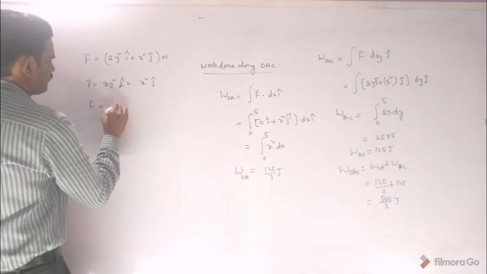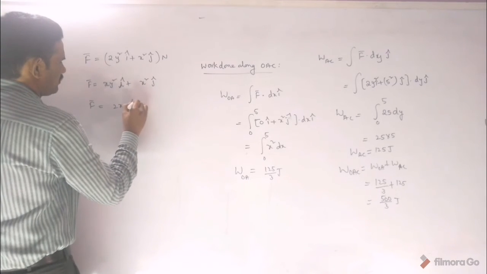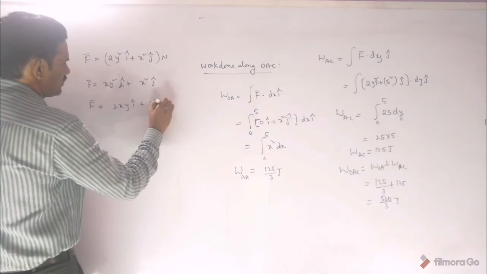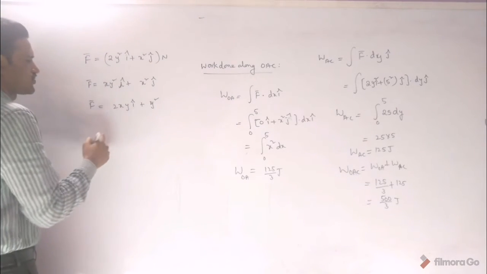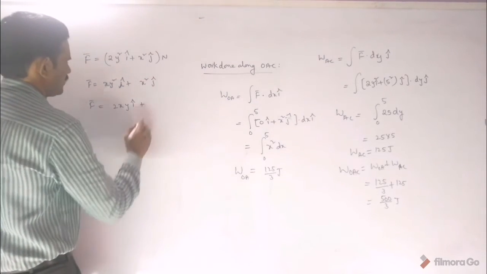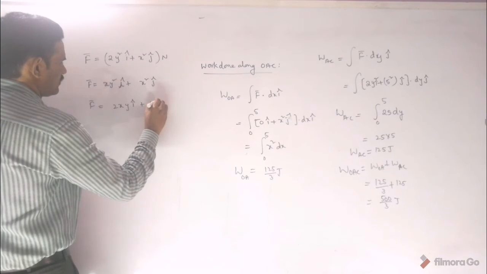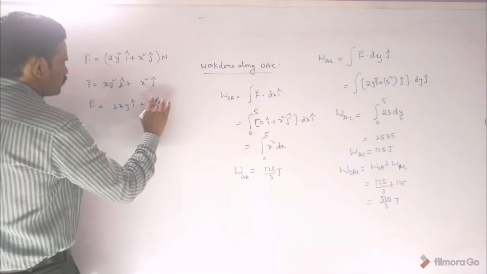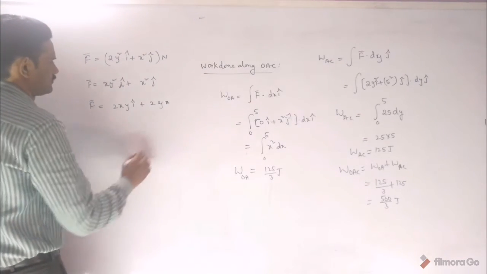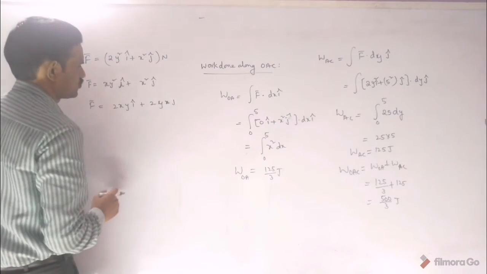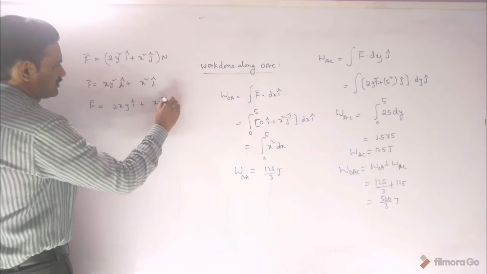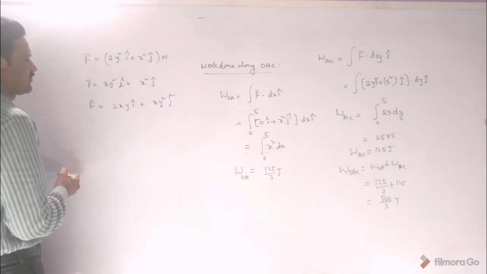F bar is equal to 2xy i cap plus xy square j cap, right? So let us take this as another force.